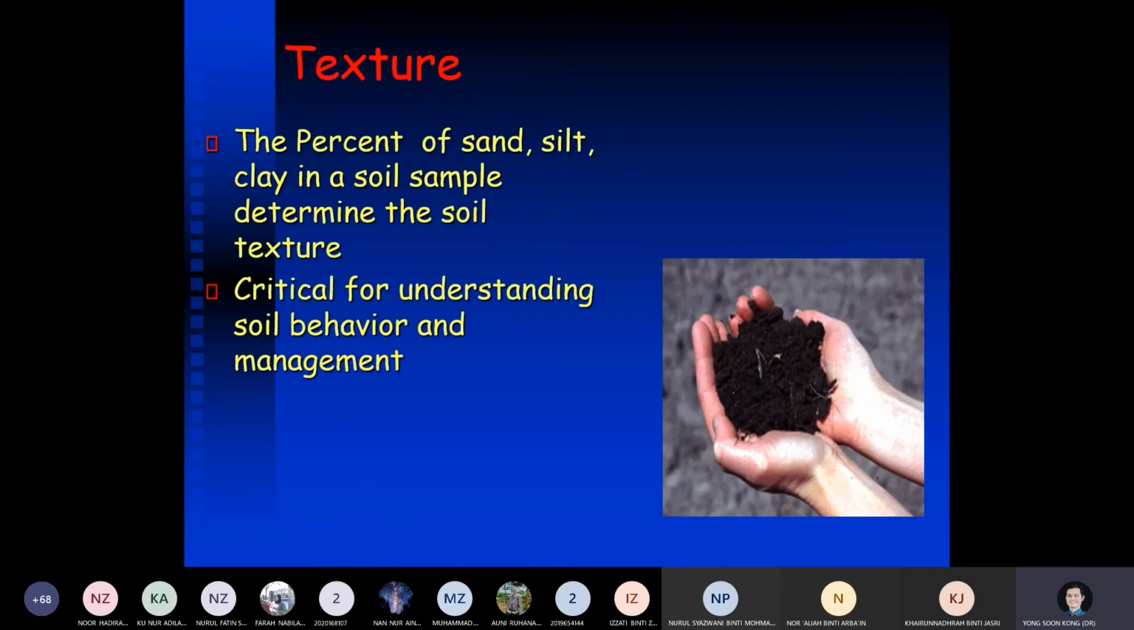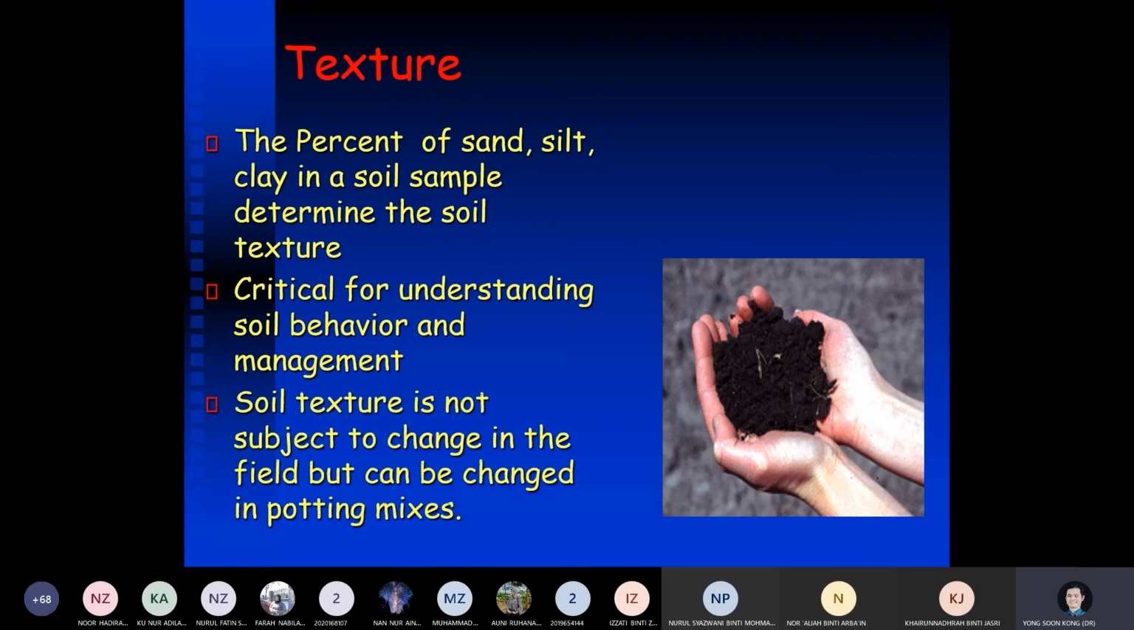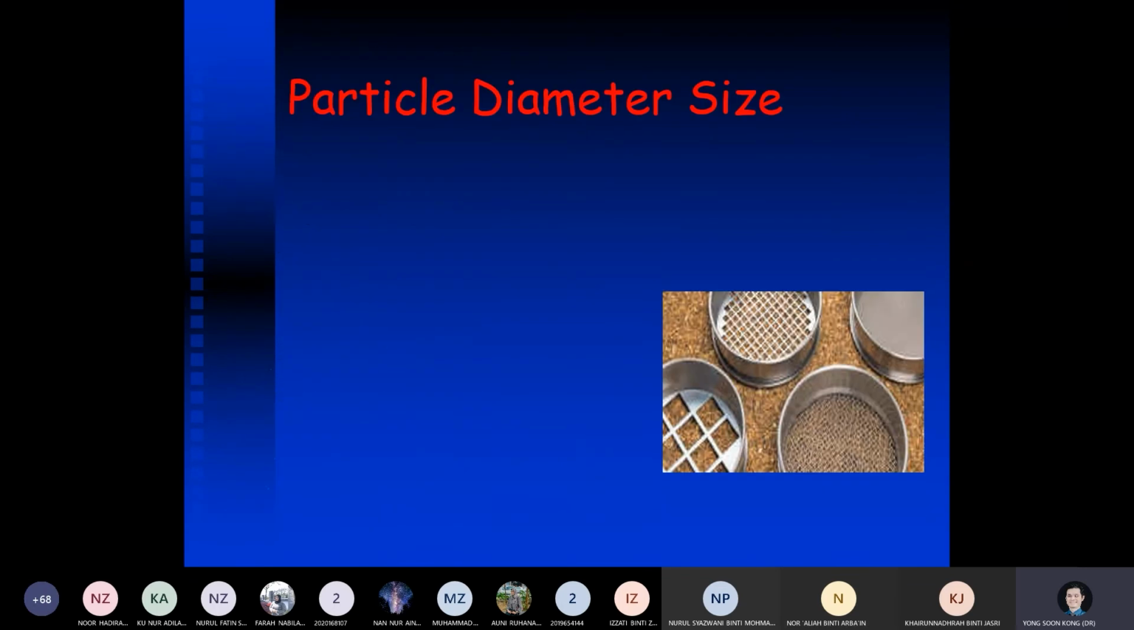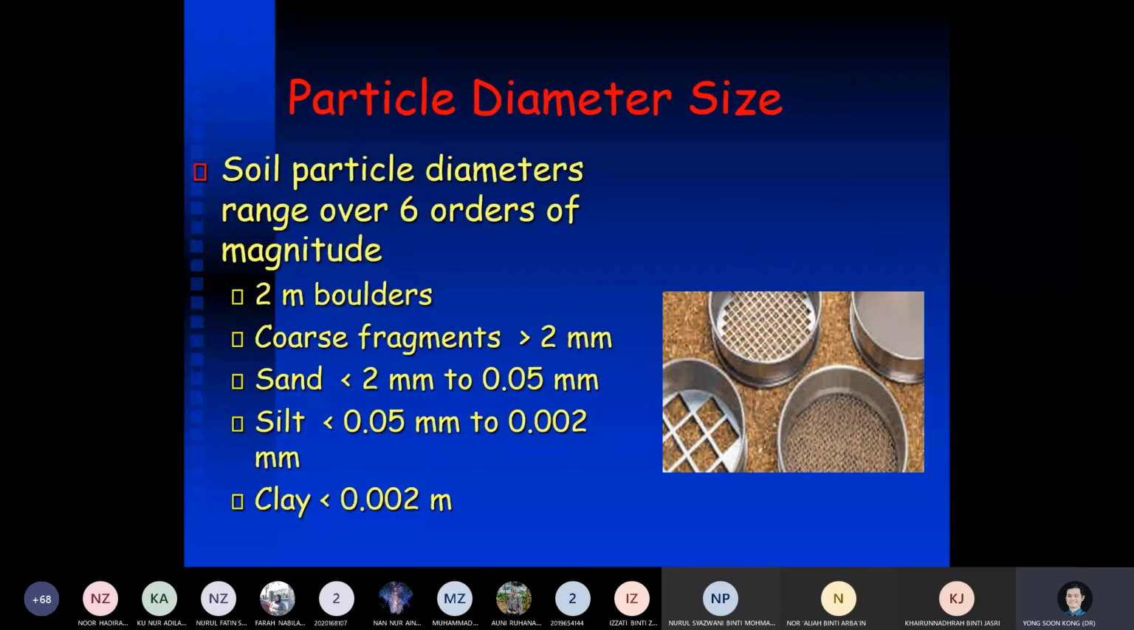So texture, we have talked about this, so let's skip. Now, particle diameter size. Last week we learned what the particle diameter sizes are for sand, silt, and clay. So once again, these are the summaries.